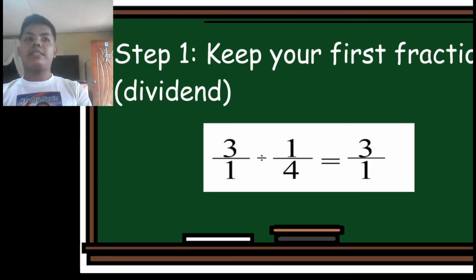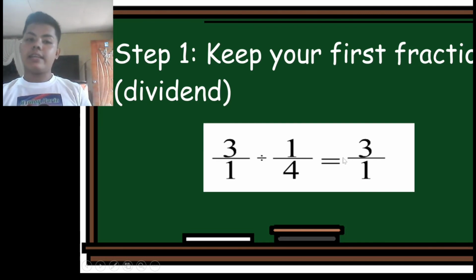So our first step, our first procedure in getting the answer of this equation, is to keep your first fraction, or your dividend. We have two fractions here in the given example. This will be our first fraction and this will be our second fraction. The first fraction is called the dividend and the second fraction is called the divisor. Since step 1 states that we need to keep our first fraction, it will remain as 3 over 1. So that will be our first step.